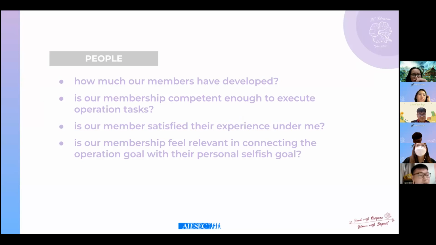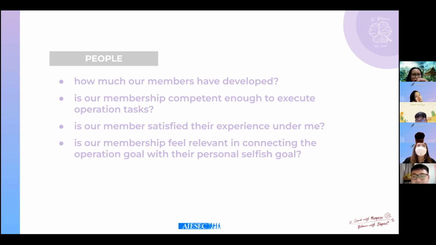By week 3 of April, by this week of April, you might answer or question yourself about this. The second question you might ask yourself is, is our membership competent enough to execute our operation tasks? A third question is, are our members satisfied with their experience under your leadership? And the last question is, does our membership feel relevant in connecting the operation goal with their personal selfish goal? Yeah, so these are the potential questions, right?